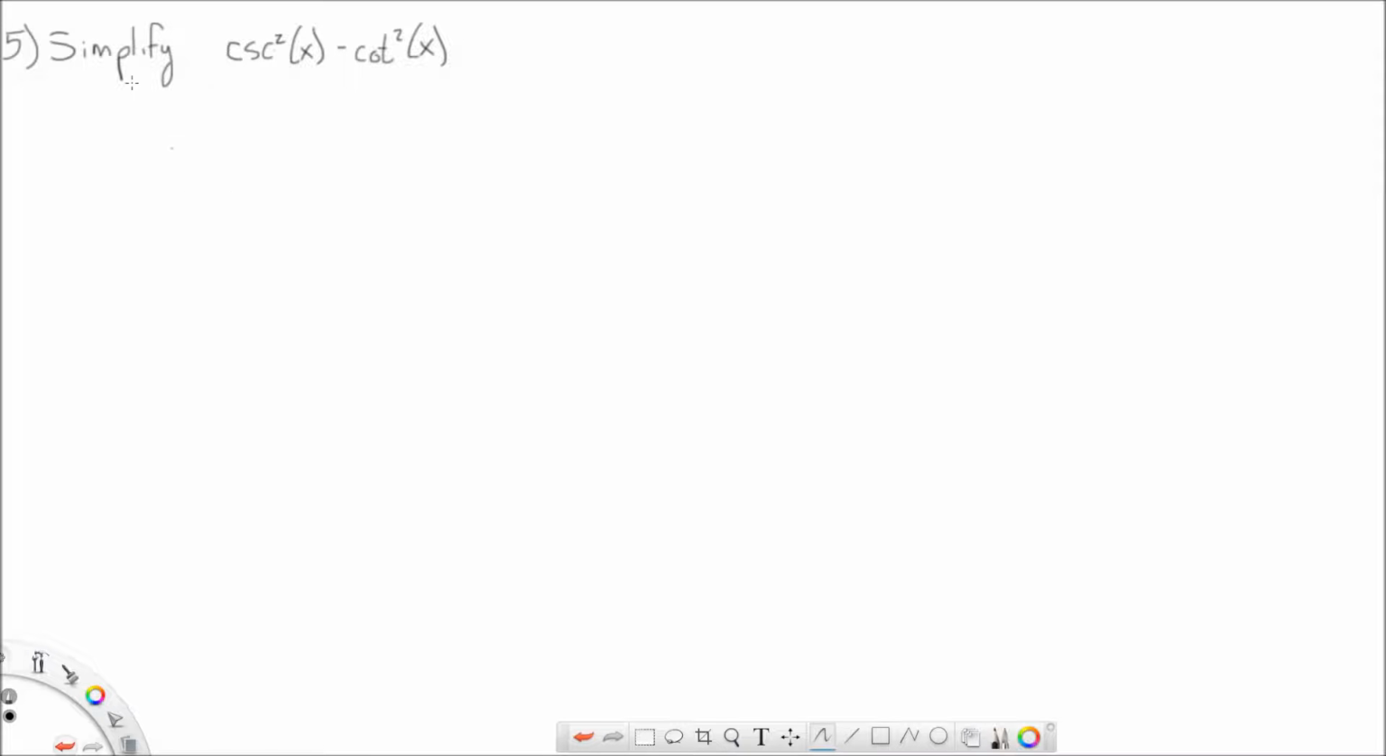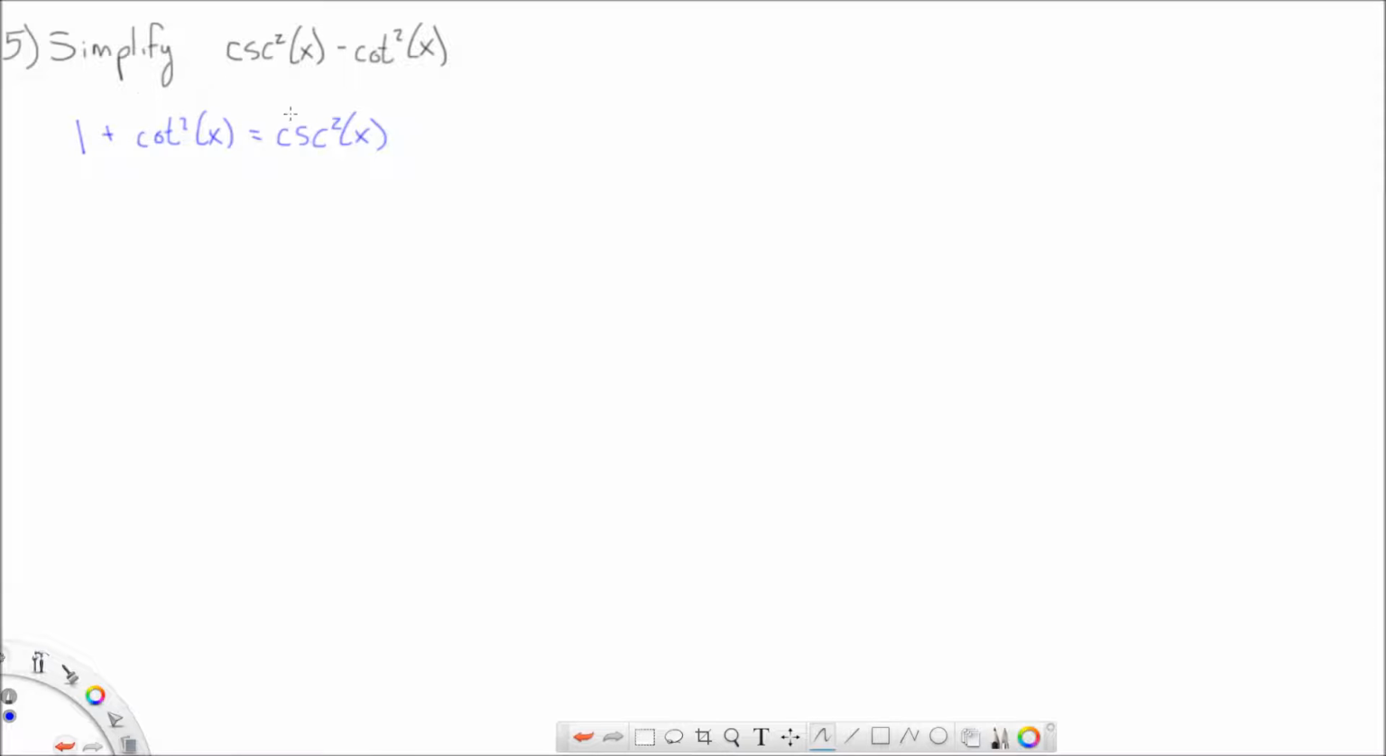So now on to number 5, we want to simplify this trig expression. So we have cosecant squared of x minus cotangent squared of x. This one would be really hard to simplify if you don't know the Pythagorean identities, but right away we can use the Pythagorean identity that says if we take 1 and add cotangent squared to it, we get cosecant squared of x. So this is a Pythagorean identity. It comes directly from the fundamental identity when we divide both sides by sine squared.